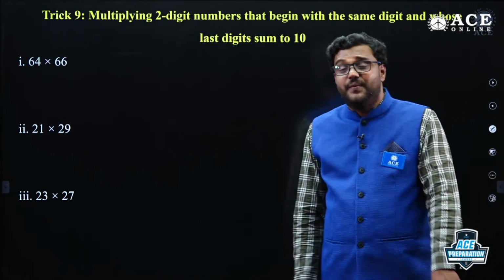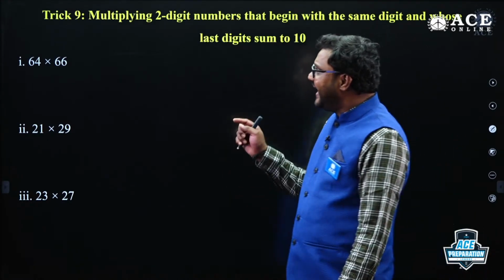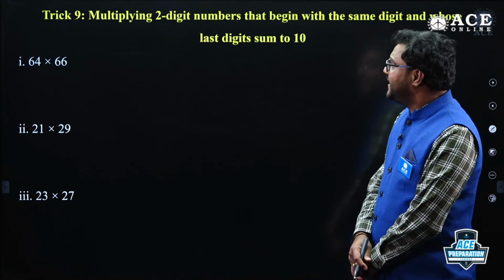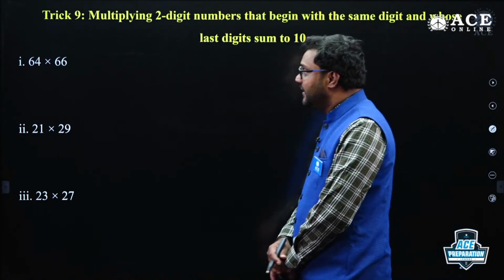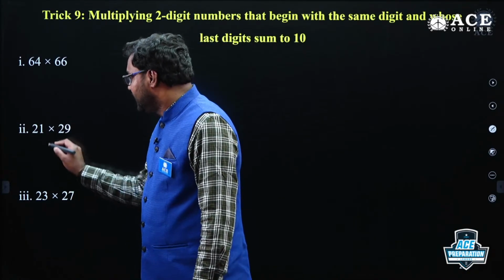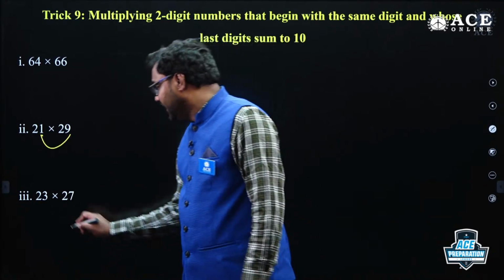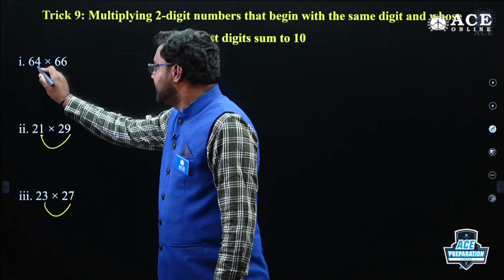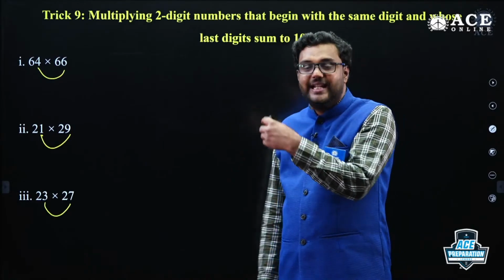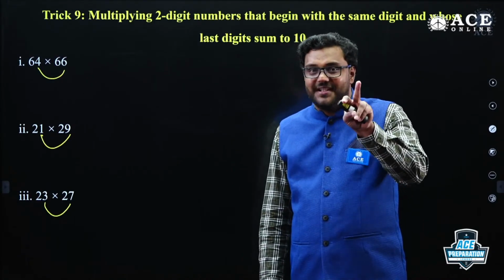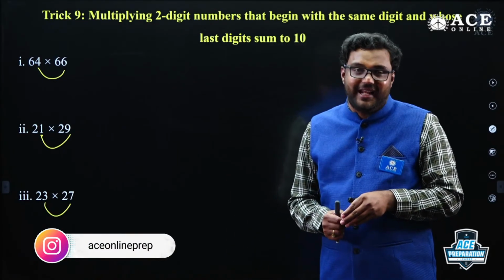Next, trick 9 also with some terms and conditions. Then 10 and 11 without any terms and conditions. We'll go ahead. Now see this trick 9, my dear friends. Multiplying 2-digit numbers that begin with the same digit and whose last digit sum is 10. Sum of the units digits must be equal to 10: 1 plus 9, 10. 3 plus 7, 10. 4 plus 6 is 10. Tens place must be the same and the sum of units place must be equal to 10, my dear friends.